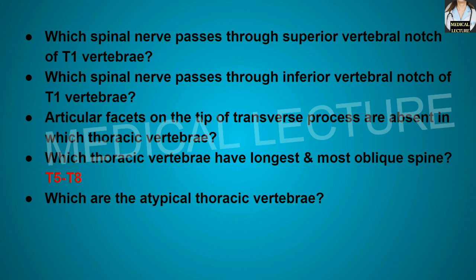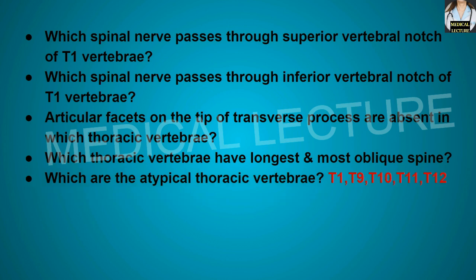Which are the atypical thoracic vertebra? They are T1, T9, T10, T11 and T12. The typical thoracic vertebra are from T2 to T8 and the atypical thoracic vertebra are T1, T9, T10, T11 and T12.